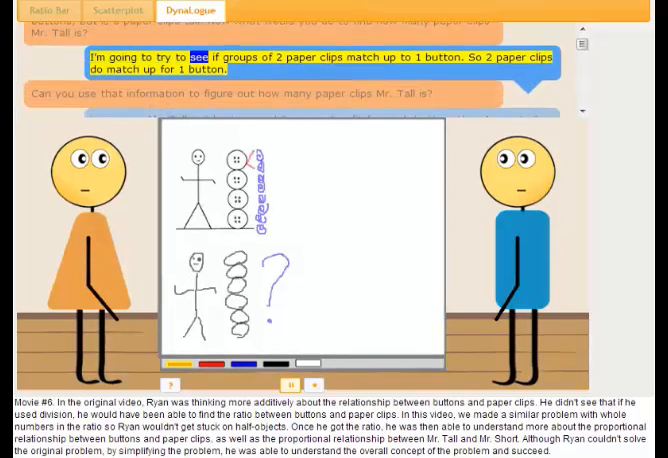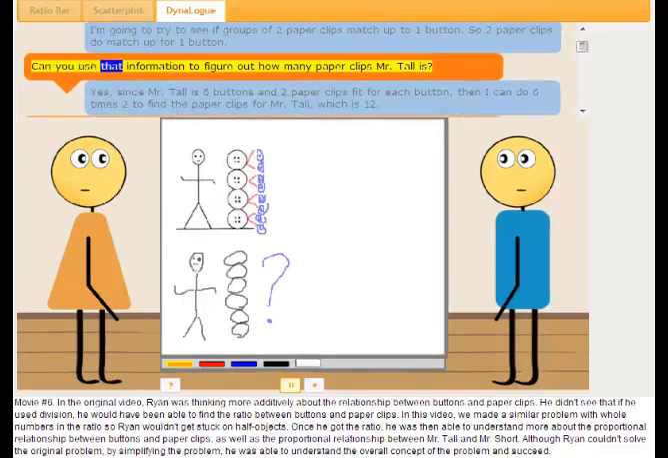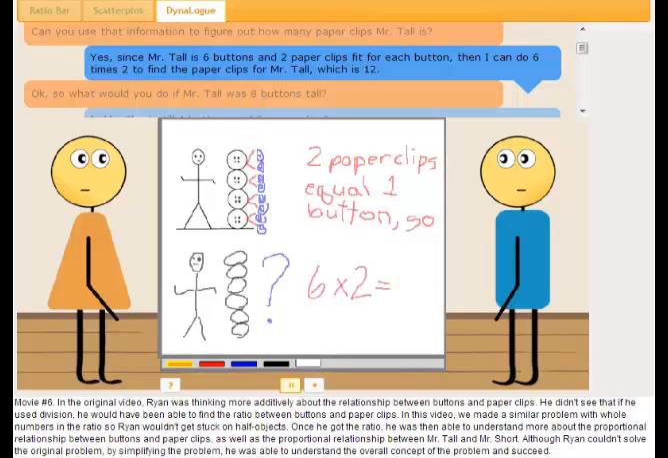I'm going to try to see if groups of 2 paper clips match up to 1 button. So 2 paper clips do match up for 1 button. Can you use that information to figure out how many paper clips Mr. Tall is? Yes, since Mr. Tall is 6 buttons and 2 paper clips fit for each button, then I can do 6 times 2 to find the paper clips for Mr. Tall, which is 12.